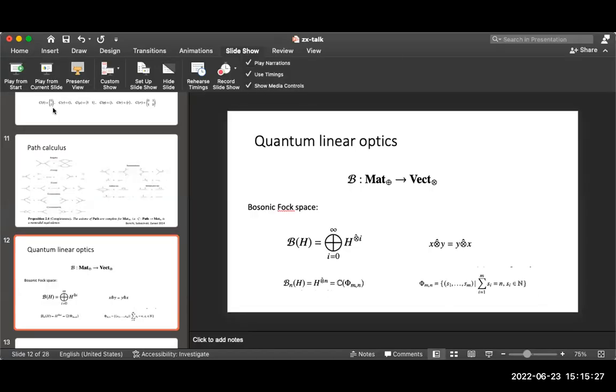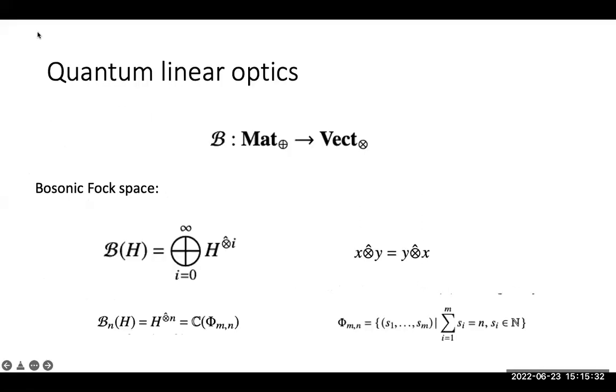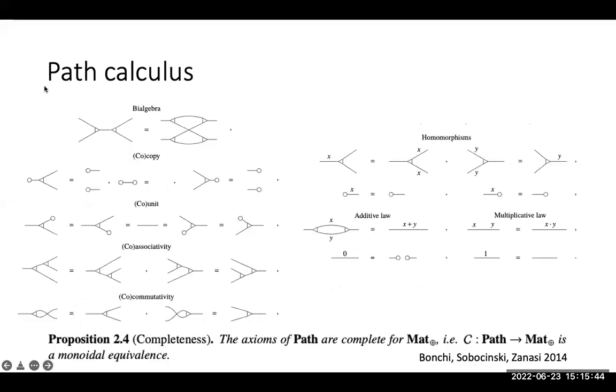So I was talking about, okay, so we want to quantize this semantics. I guess what we talked about so far was that we have linear optical circuits and we can decompose them using the path calculus, which is a simple calculus generated by a bialgebra with endomorphisms forming a semi-ring.